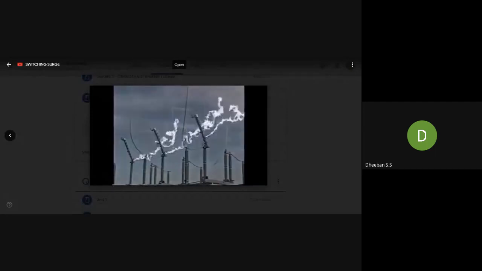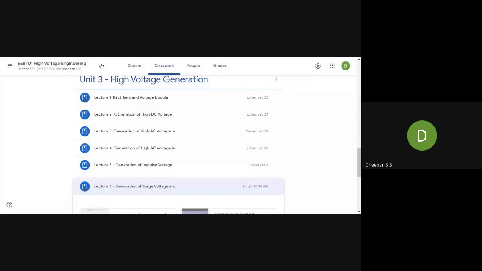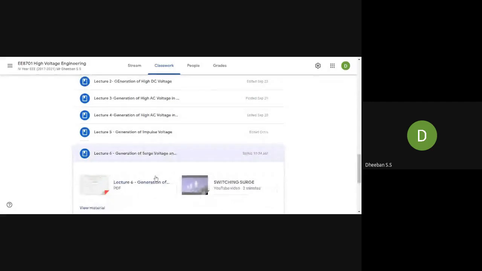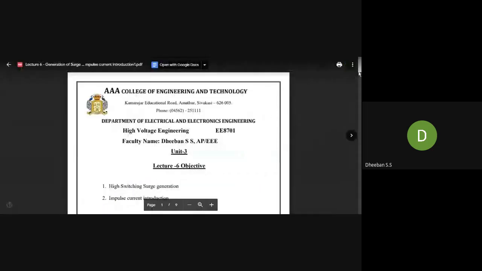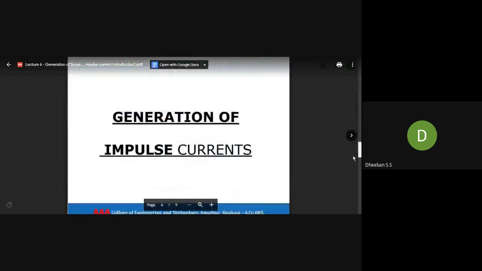Here it is, the opening action. That's it. So these are some of the examples for your switching surge. So now we have completed switching surge. Next we'll be moving to your impulse current. So how is the impulse current generated?